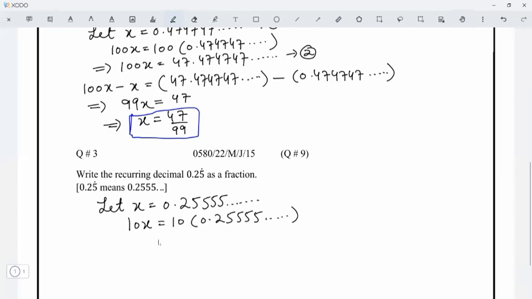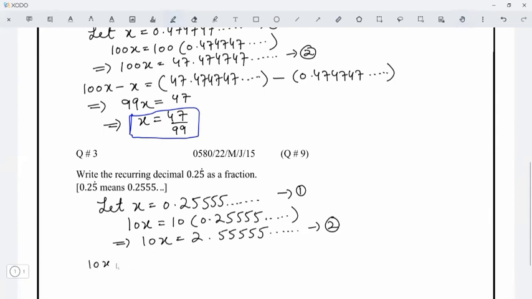If we multiply it by 10, what's the answer? The answer is 2.5, then another 5, and another 5. I've seen there are 5 digits written in the first step, so we write 5 five times, then dot dot dot. So this is the second equation. We have to subtract the first from the second equation. So what will happen in the next step?